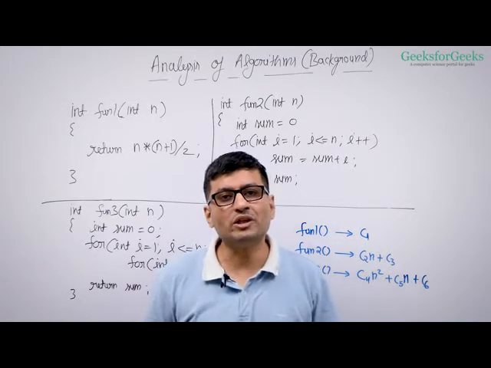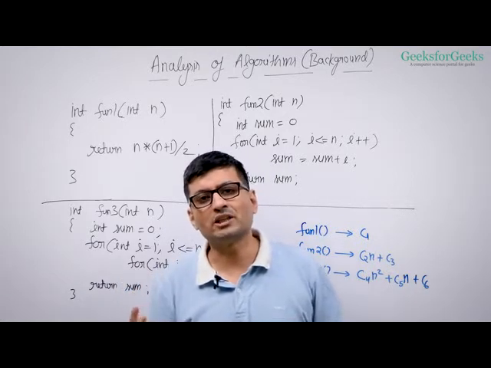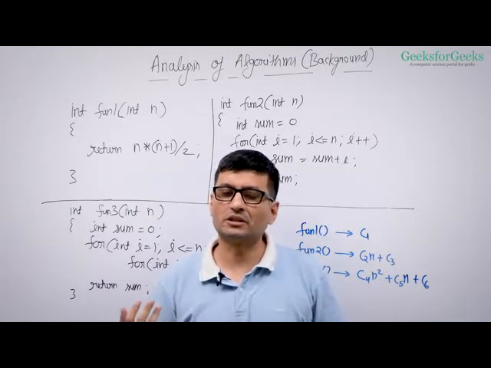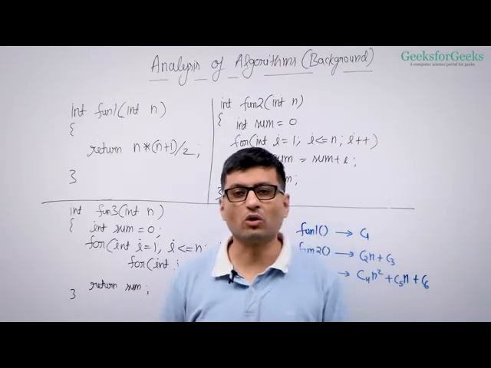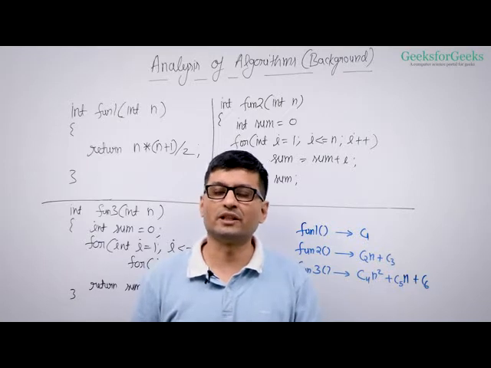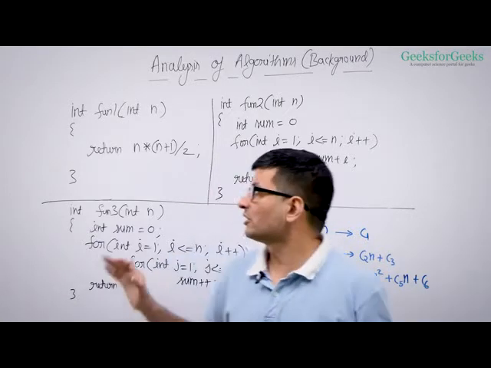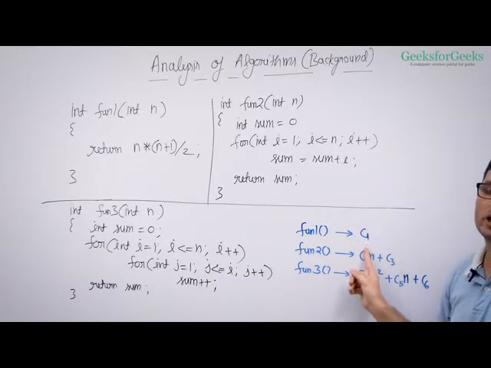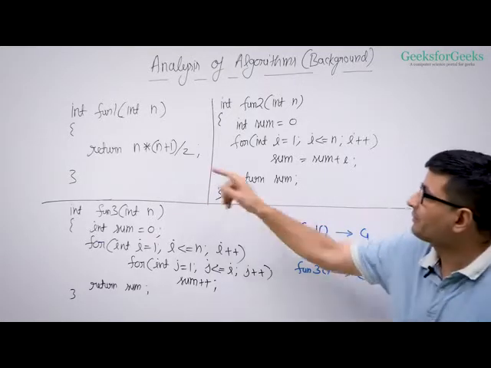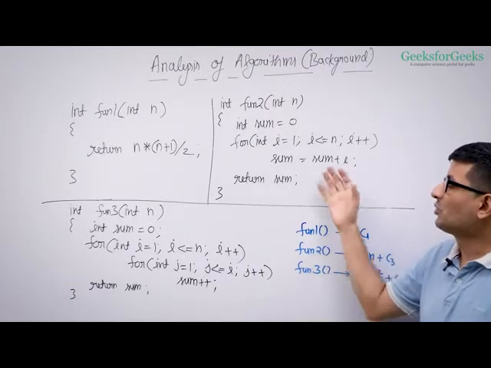What all operations are you doing? 1 addition, 1 multiplication and 1 division, right? 3 operations. And these 3 operations are not dependent upon n. You are always going to do 3 operations, even if n is 10 lakh, right? So that is why I have written a constant c1 here, for the time taken by this function fun1. Let us now see fun2.